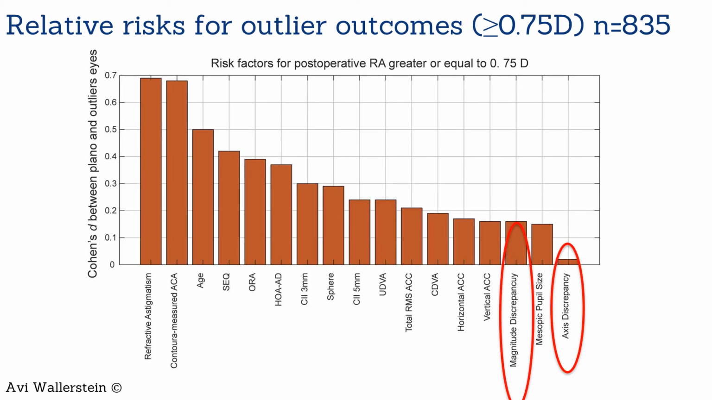These are the variables and the relative risk to getting an outlier outcome of greater than 0.75 diopters of CYL post-op. The total magnitude of astigmatism is most important, whereas axis or magnitude discrepancy between RA and ACA are not clinically meaningful.